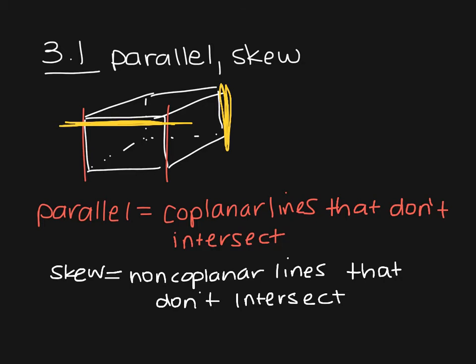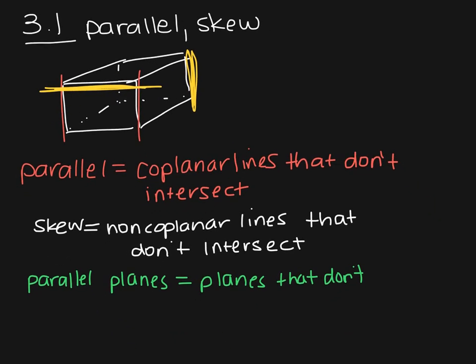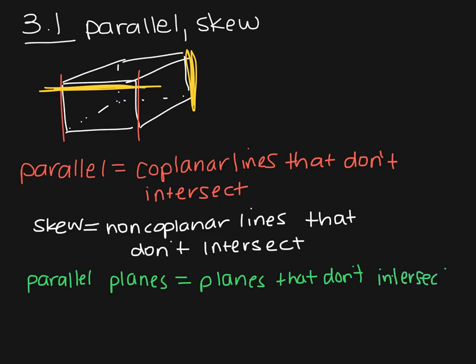And then parallel planes, which are just planes that don't intersect. So the top of the box and the bottom of the box could be parallel planes. And we name planes by 3 or more points that lie on that plane.